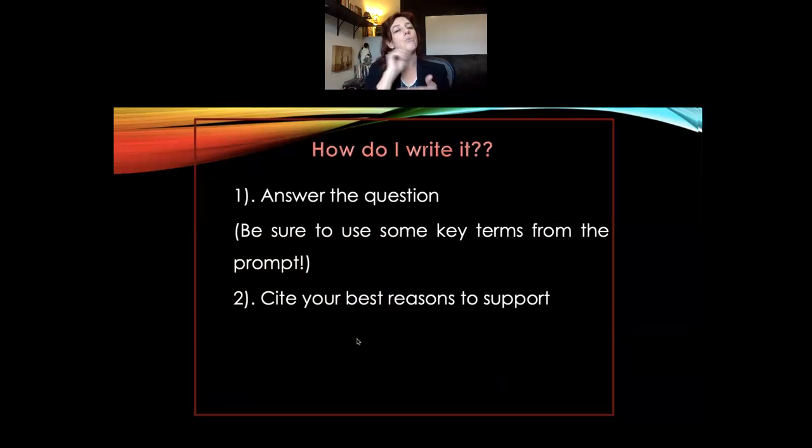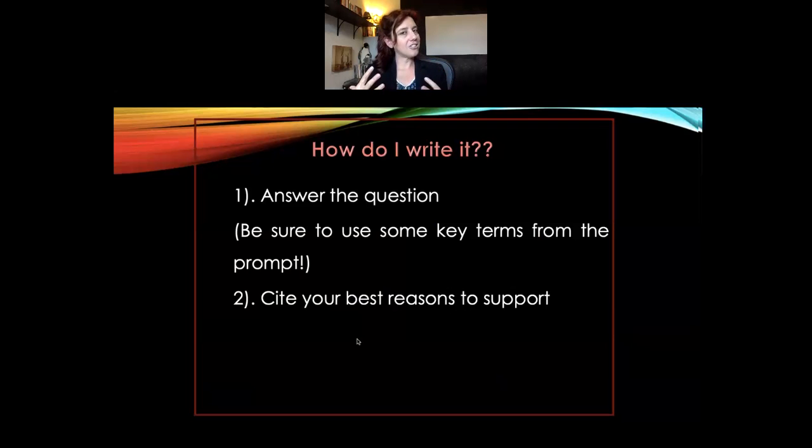Then write down some key terms from the prompt. In that prompt, the key terms would be legalize, marijuana, federal, United States, right? So pick some of those keywords from the prompt. Don't just say yes, period, or no, period. Make sure you throw in some keywords from the prompt too. And then you're going to do part two, which is your reasons.